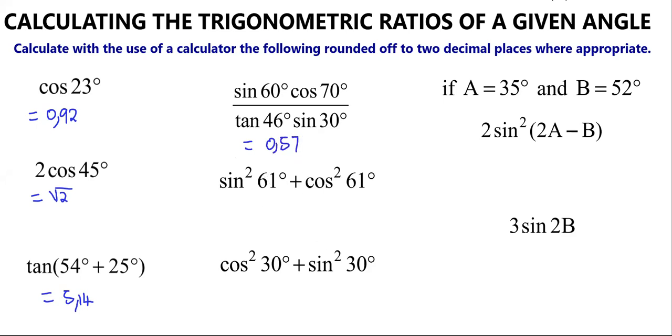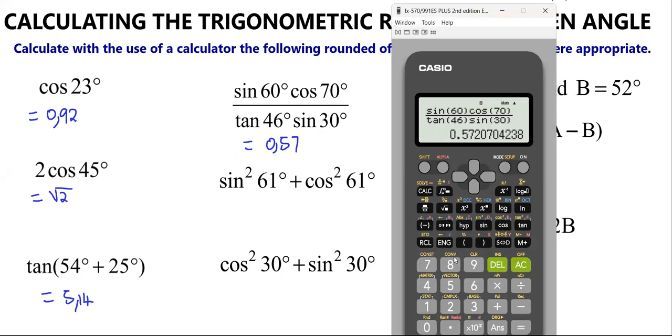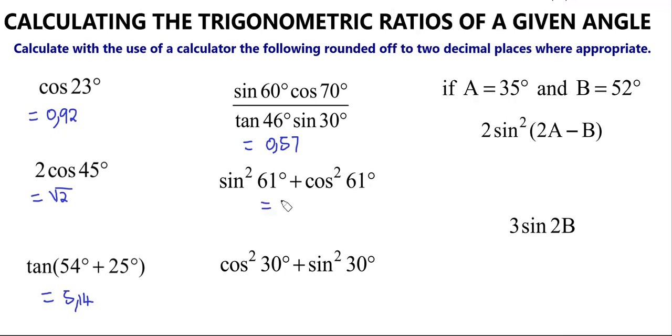Let's look at this and see what we get here. Let's say sine squared. When you punch this one, it's going to be sine 61. You have to close the bracket here. Then you square, plus cos 61, you also square. We get what? We get equal to 1.